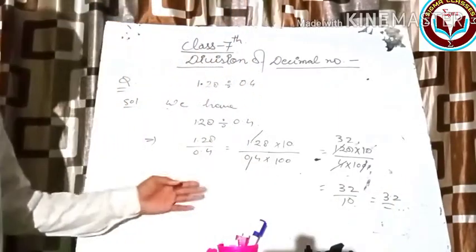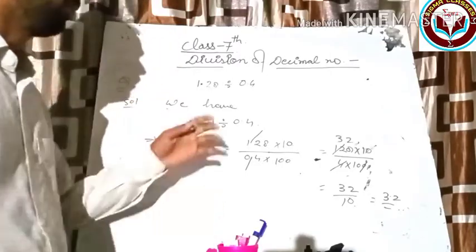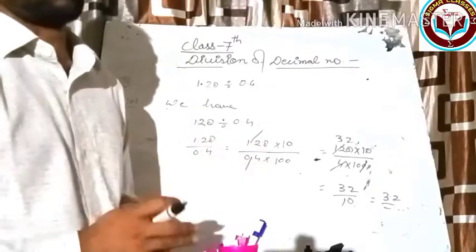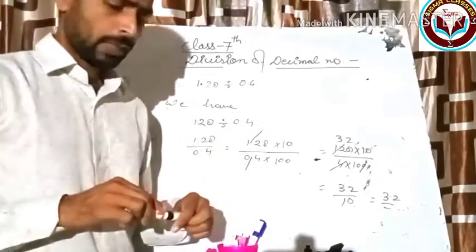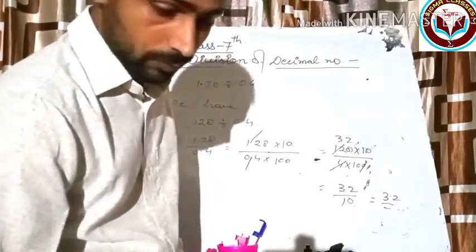Okay, I hope you got the idea how to solve the division of a decimal number by a decimal number, division of a decimal number by 10 or the multiple of 10, and by a whole number. Okay, so it's enough for today, and in this way we have completed our chapter number 3.